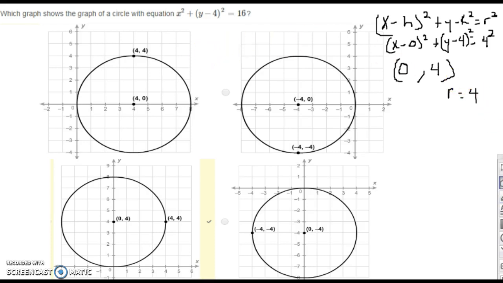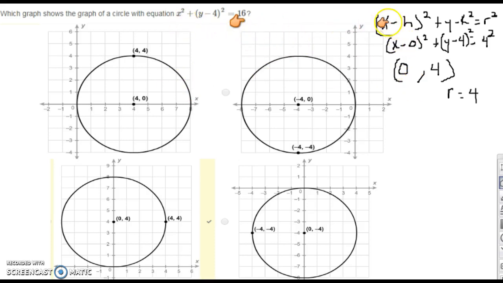Now this is an actual question that's on the quiz. Which graph shows the graph of the equation x squared plus y minus 4 squared equals 16? So this is a circle equation, and it's going to give you 4 choices. The easiest way to find the choice is to first identify my center and the radius from the equation, and then see which graph has that information.